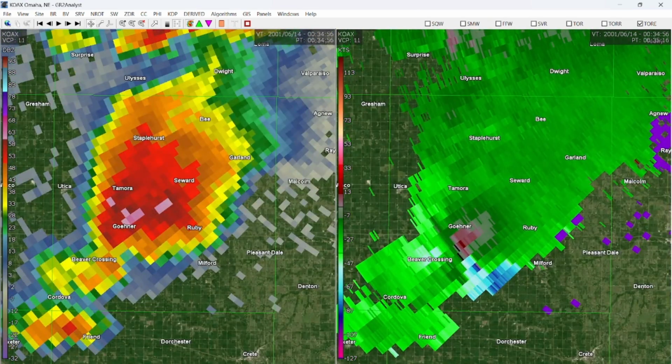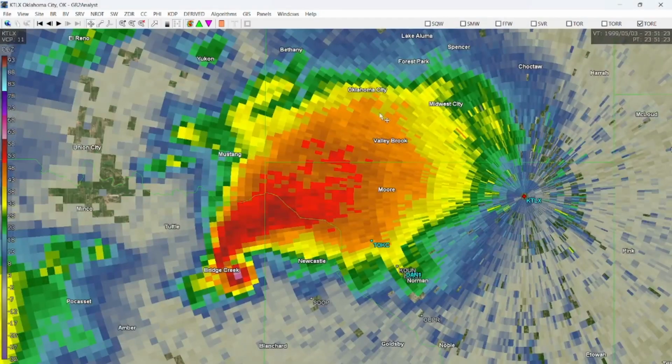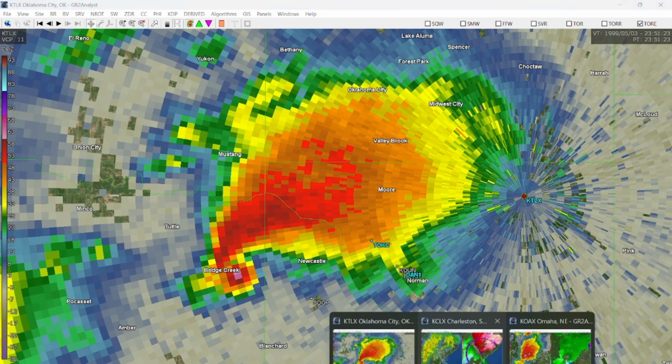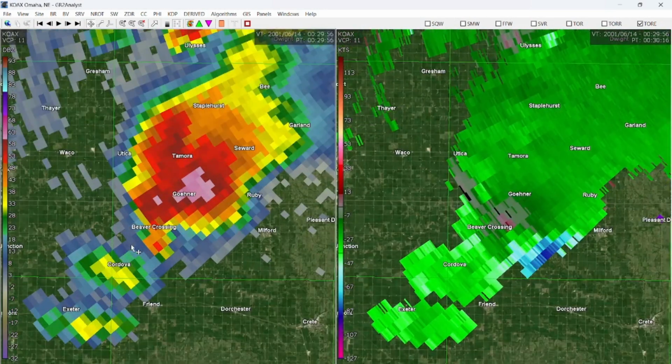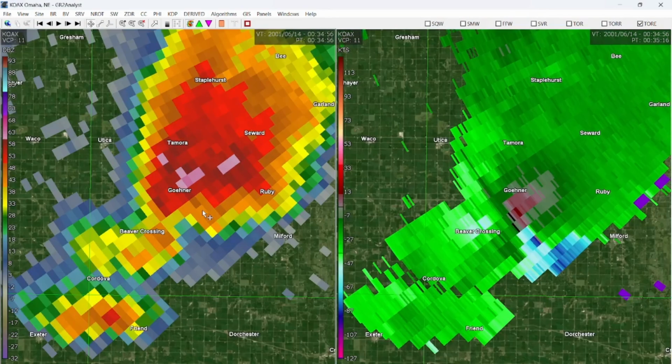Remember, go back to our picture from earlier. Here is the forward flank downdraft of the supercell thunderstorm. The forward flank downdraft is always present from very early on within a storm's life. So you can see these storms here, they have forward flank downdrafts.